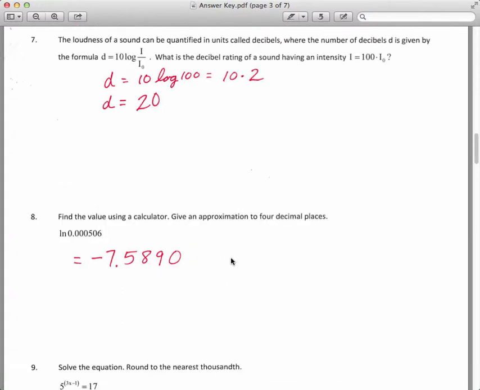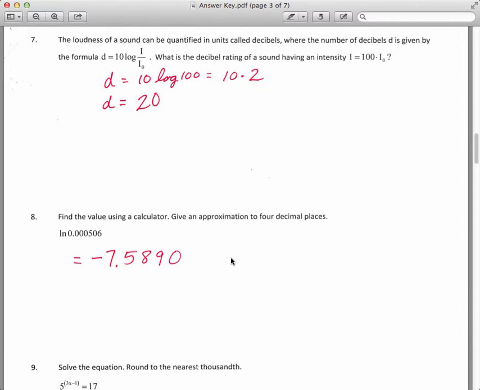Okay, here is problem number 7, and we're figuring out the decibels. The loudness of a sound is measured in decibels, and the formula is D, and that stands for decibels, is equal to 10 times the log of I divided by I sub 0, where I sub 0 is some starting sound intensity level that we compare with.